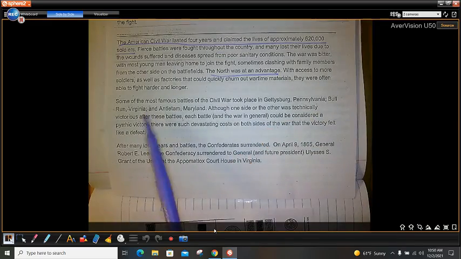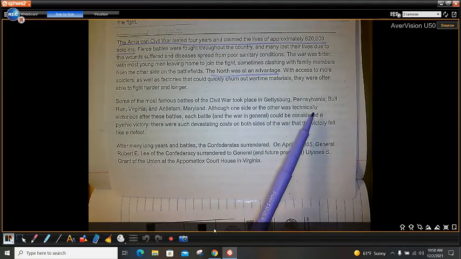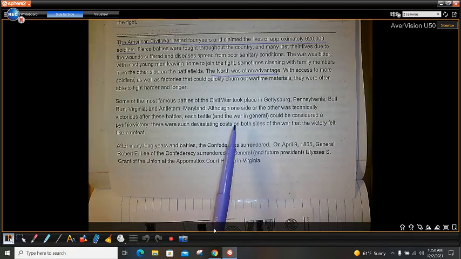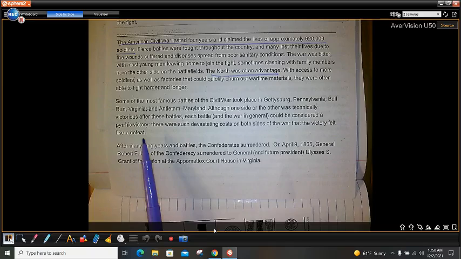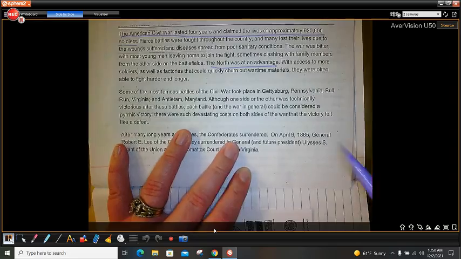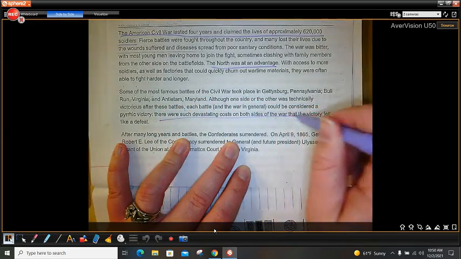Some of the most famous battles of the Civil War took place in Gettysburg, Pennsylvania, Bull Run, Virginia, and Antietam, Maryland. Although one side or the other was technically victorious after these battles, each battle and the war in general could be considered a horrific victory. There are such devastating costs on both sides of the war that the victory felt like a defeat. We're going to just do that last one.